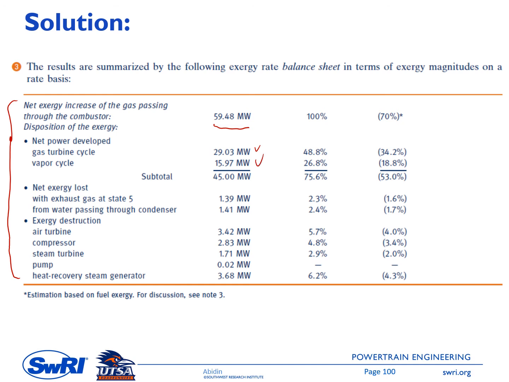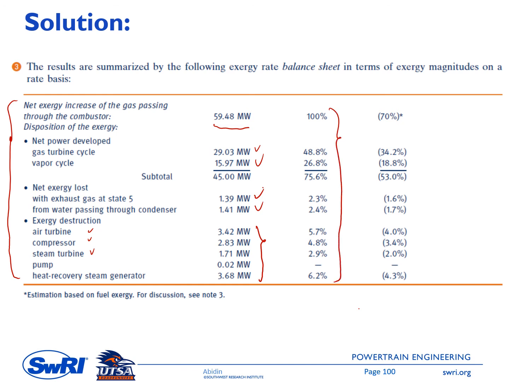The next one is the net exergy loss with the exhaust gas at state number 5. Then this one is from water passing through the condenser. And the next one is the exergy destruction inside the different components: air turbine, compressor, steam turbine, and so on. And this is the value in percent.